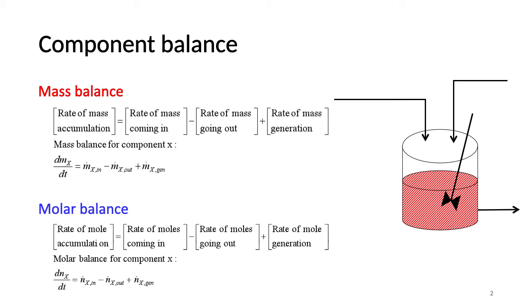In component balances, rate of mass or molar accumulation is equal to rate of mass or moles coming into the system minus rate of mass or moles going out of the system plus rate of mass or mole generation.